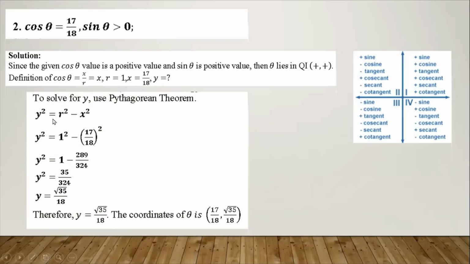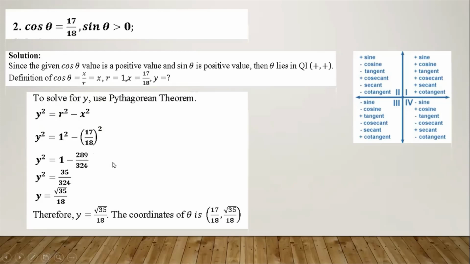Therefore, for the formula, that's y squared is equal to r squared minus x squared. We substitute now the given. We have r, which is 1, and our x, which is 17 over 18. 1 squared, that is 1. 17 over 18 squared, that is 289 over 324. And 1 minus 289 over 324, that's equal to 35 over 324.